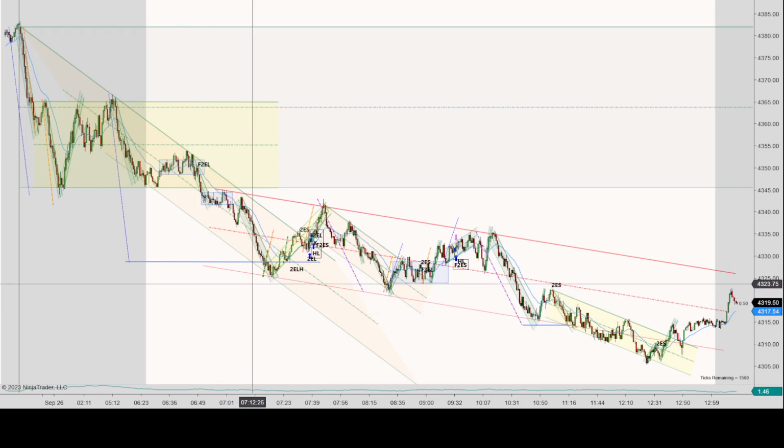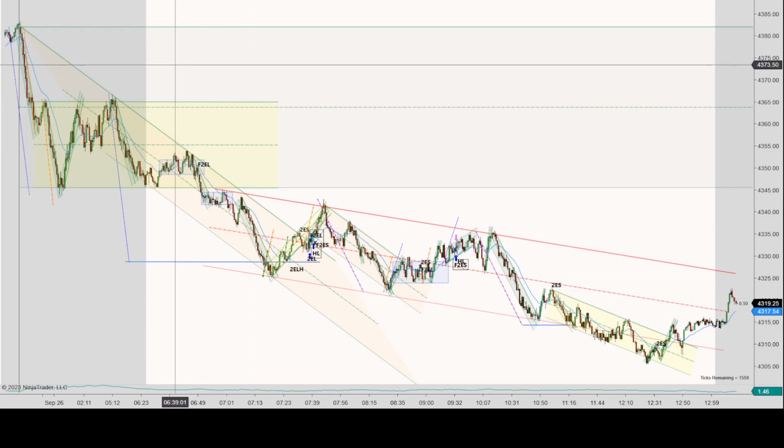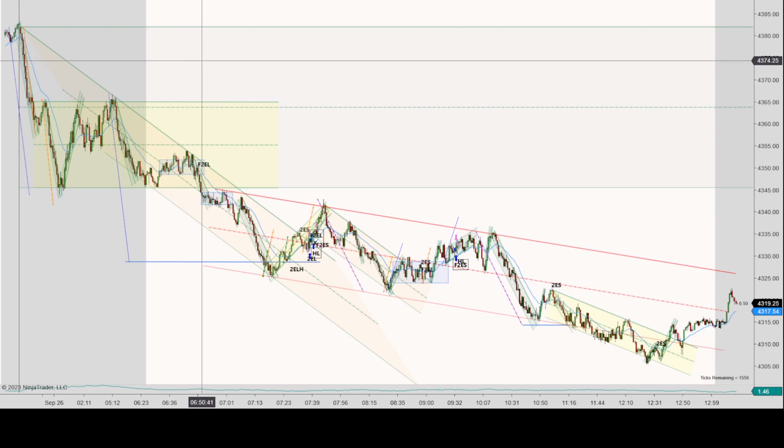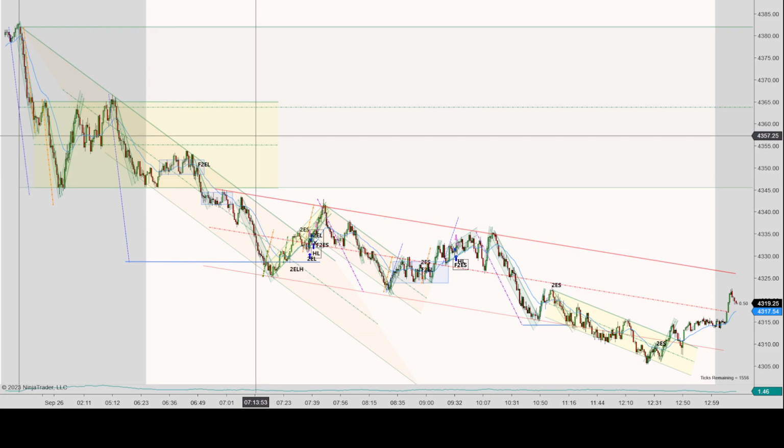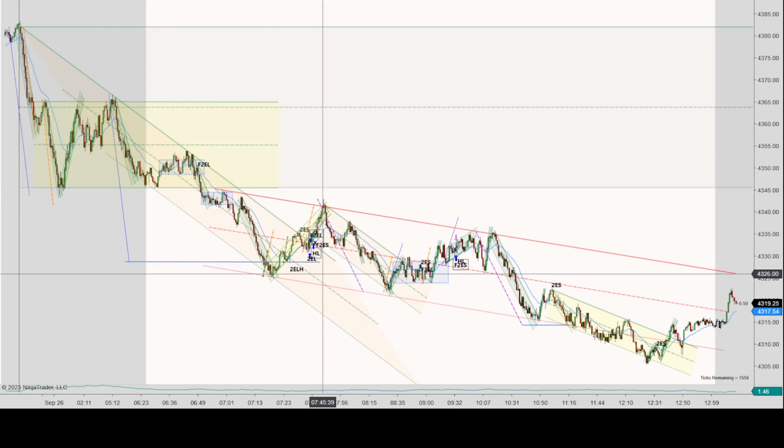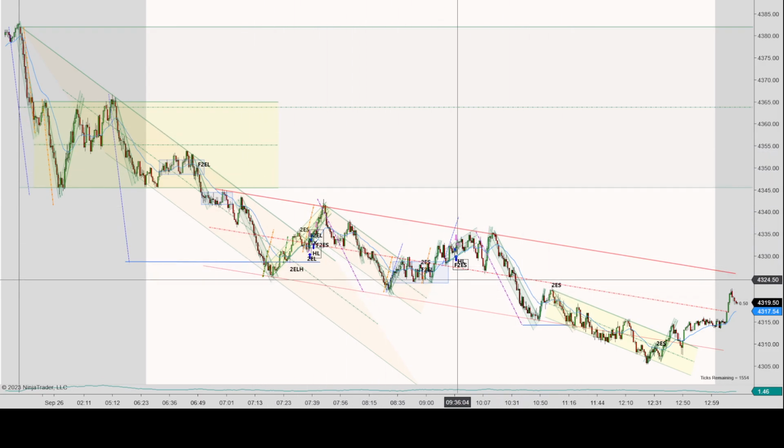September 26, 2023. This is the S&P 500 ETH Futures Mini on the 2000 tick chart on the NinjaTrader 8 platform. You can look down at the descriptions below to see where I thought I saw setups as well as where I took my trades.